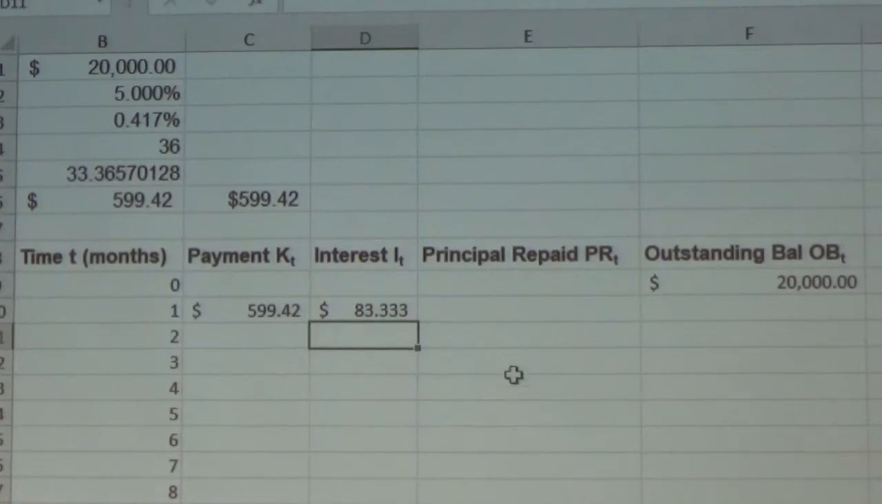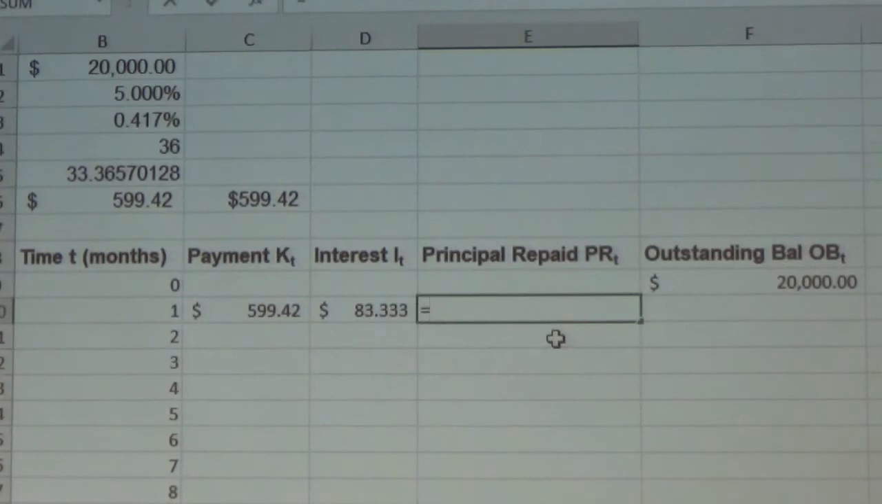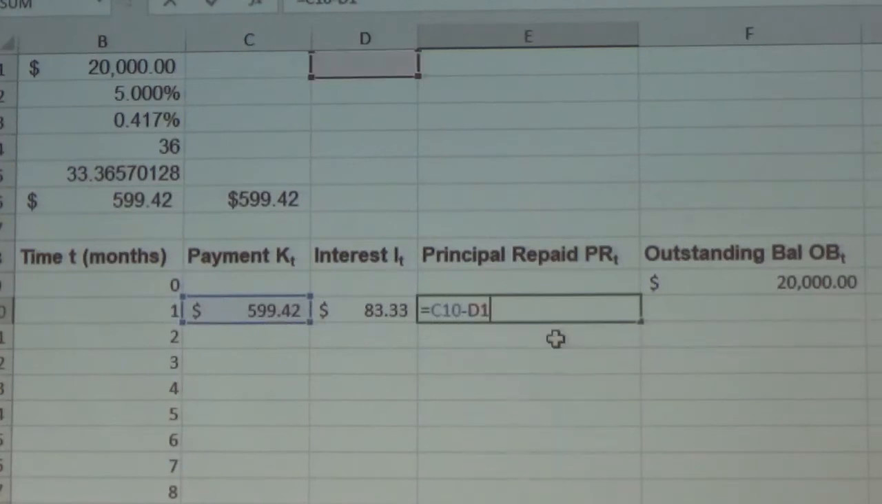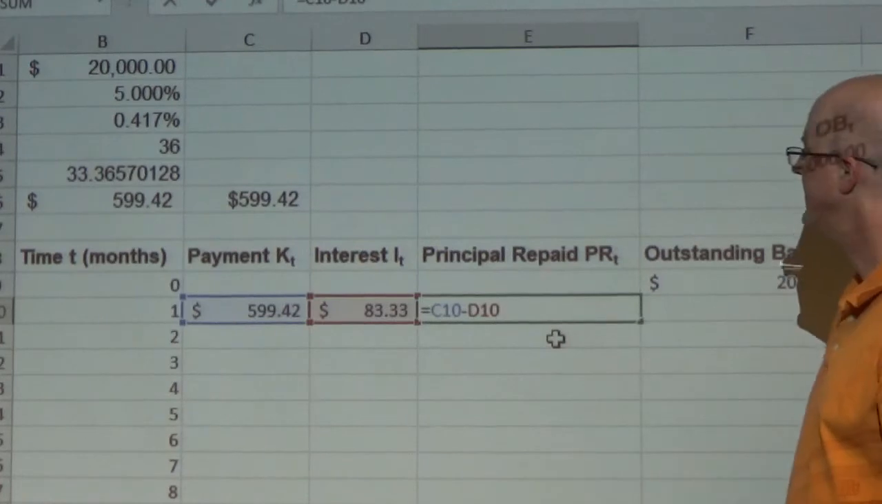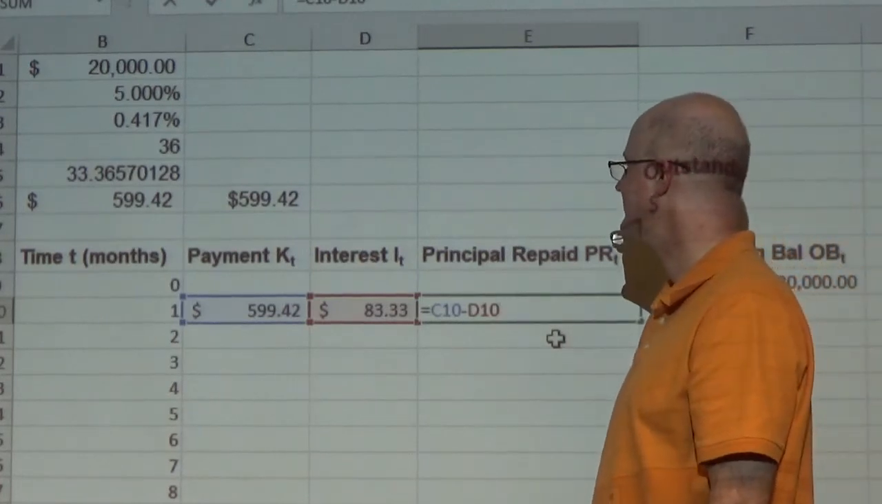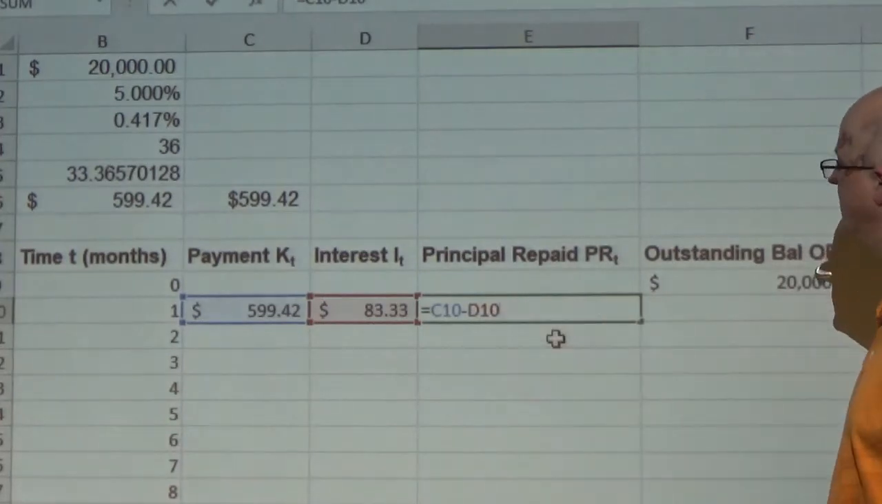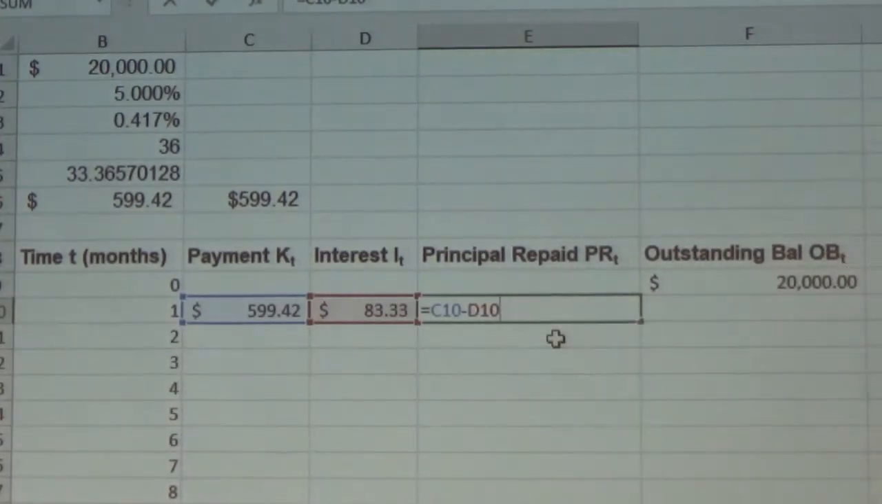Don't worry about the extra decimal here. How much goes toward reducing the principal? Principal repaid. Take the payment, C10, and subtract how much goes to interest, D10. That difference, which is going to be around 516 or so, will be how much your principal gets reduced after that very first payment.